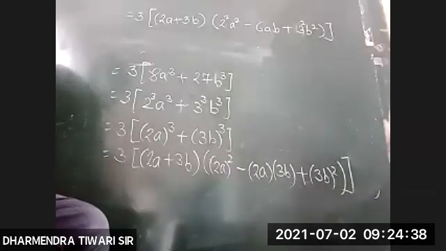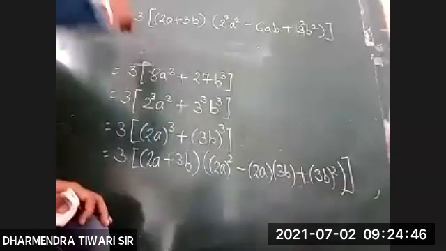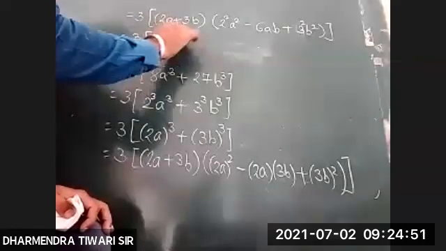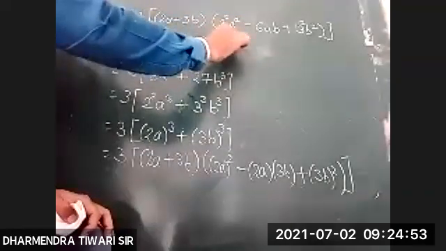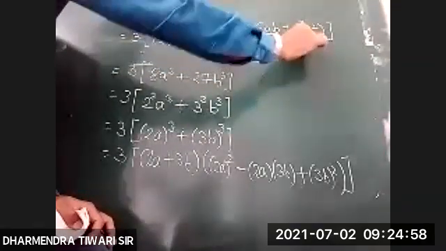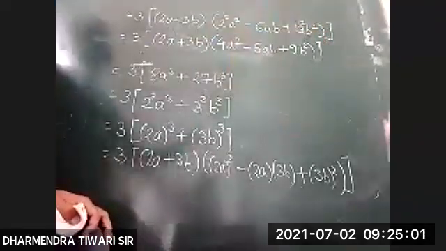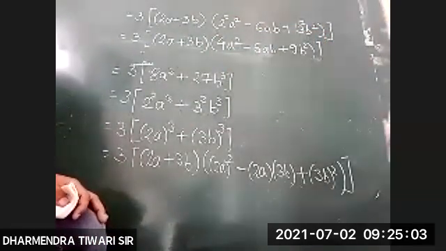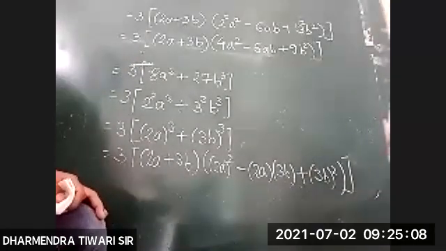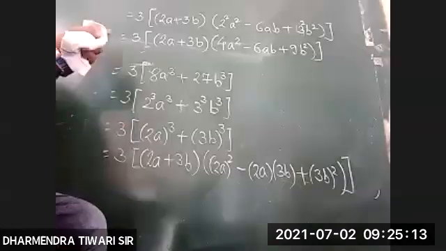After this, we'll be taking cube in fractional form. We are through. 3 into 2a plus 3b. Here this is nothing but 4a square minus 6ab plus 9b square. Done. Okay. So let's move to the next problem. Hope you have understood the step.